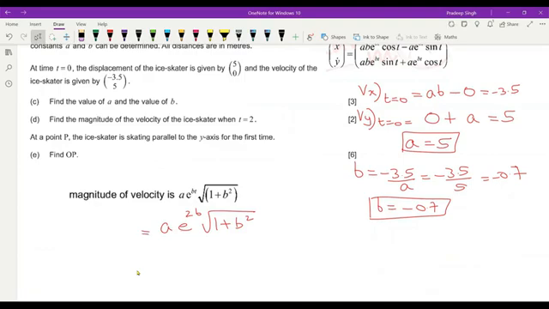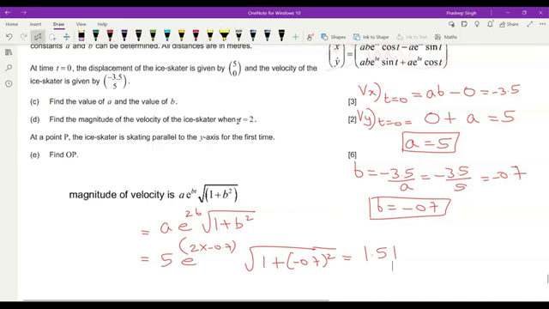Let's simplify this expression by putting in the values of a and b. A is 5, e to the power of 2 into minus 0.7, square root of 1 plus minus 0.7 squared. And if we simplify this using the calculator, we'll get 1.51 as the answer. And that's the magnitude of the velocity vector when time t is equal to 2.